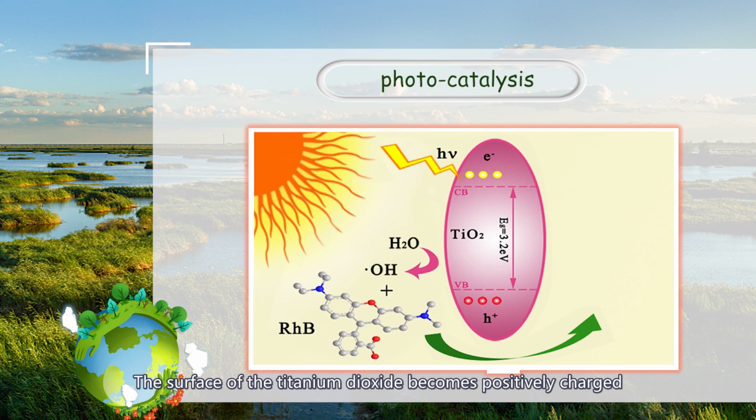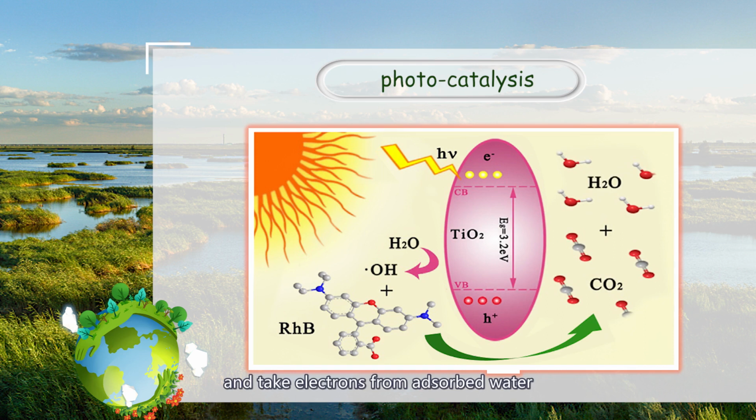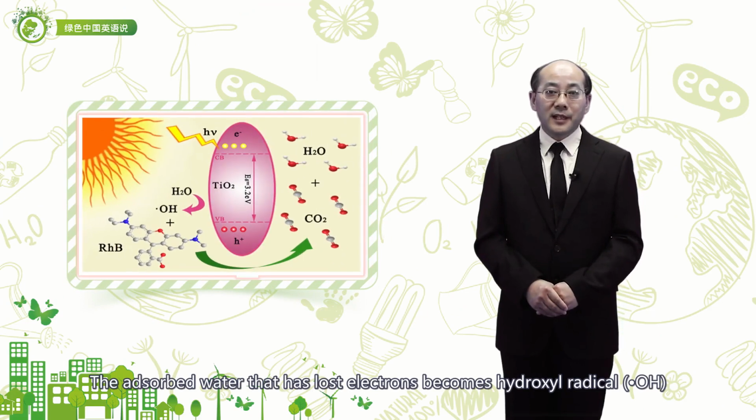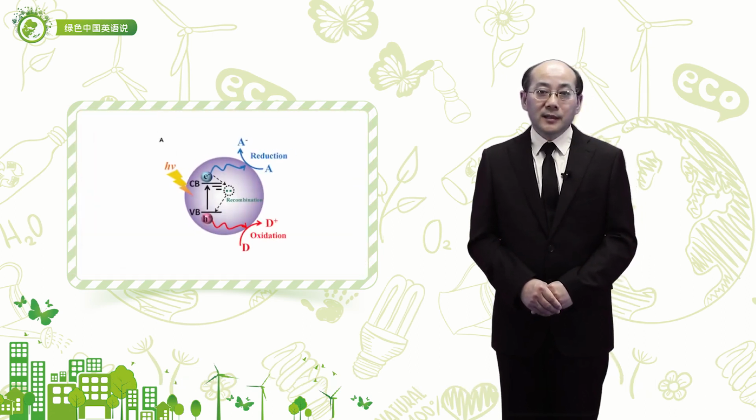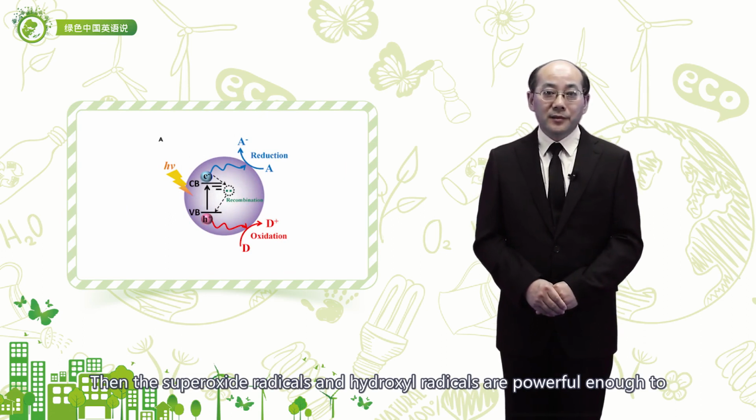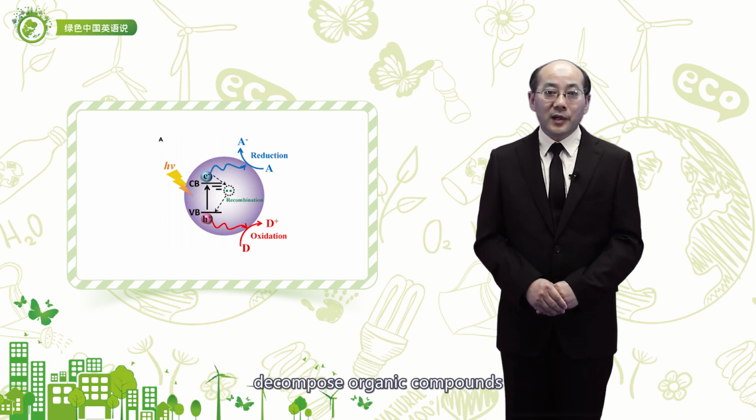The surface of the titanium dioxide becomes positively charged and takes electrons from adsorbed water. The adsorbed water that has lost electrons becomes hydroxy radical, OH radical, which reacts with many pollutants, decomposing them through cracking. Then, the superoxide radical and hydroxy radicals are powerful enough to decompose organic compounds and turn them into water or other harmless substances.